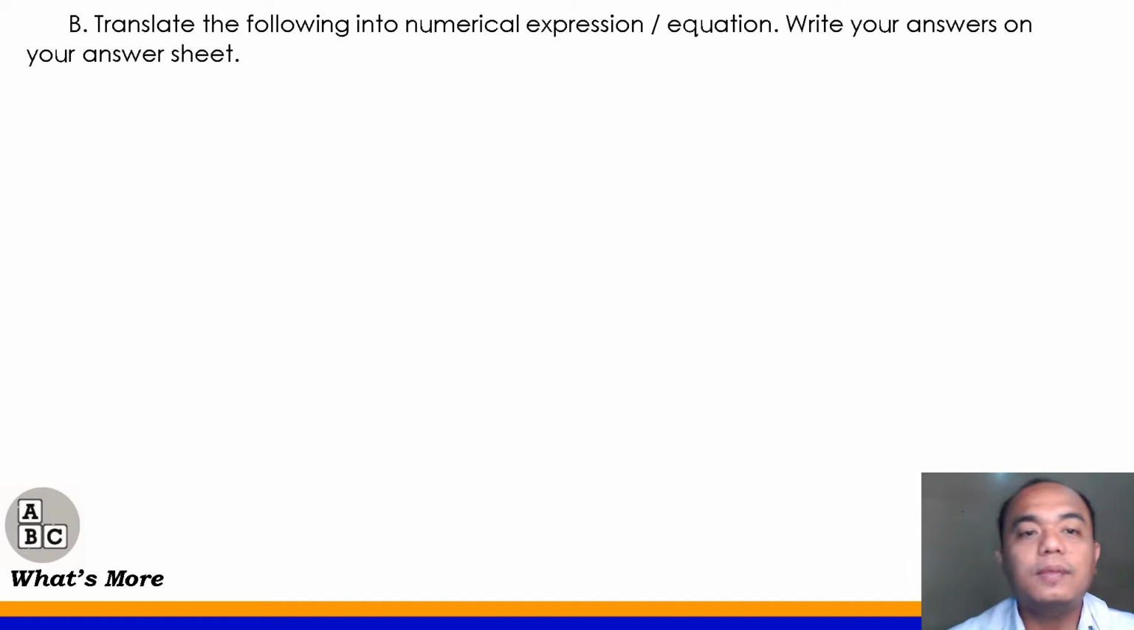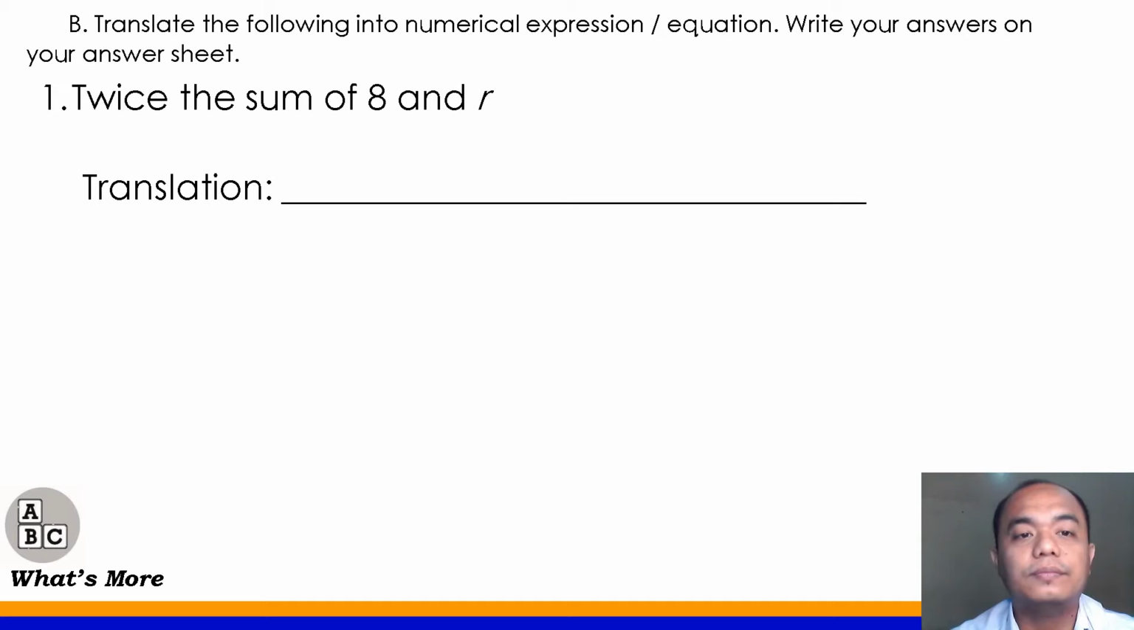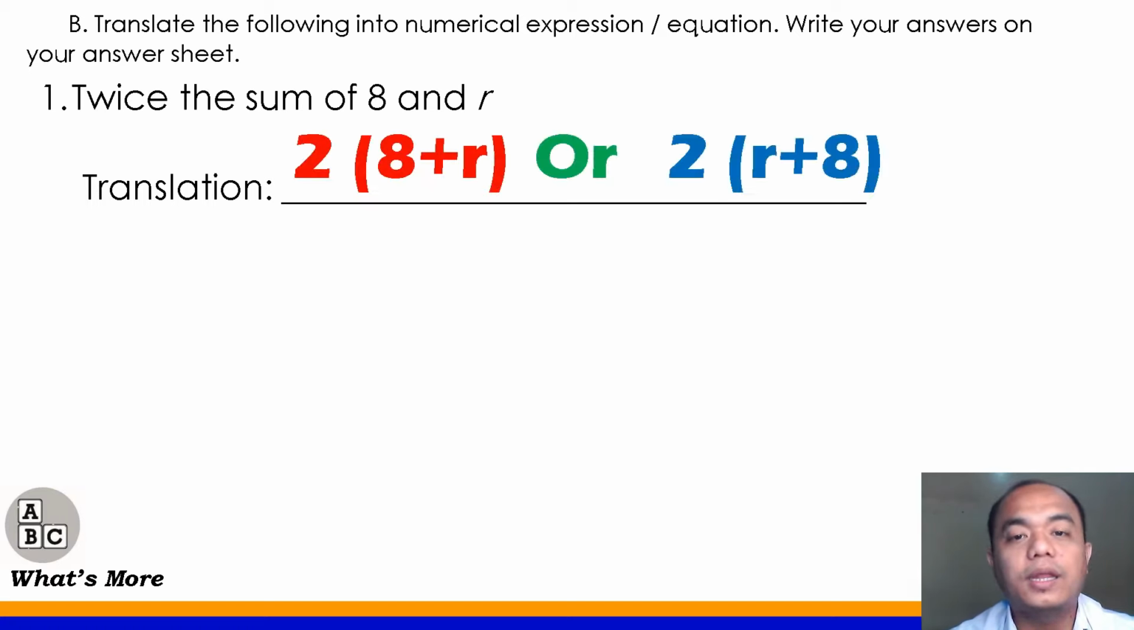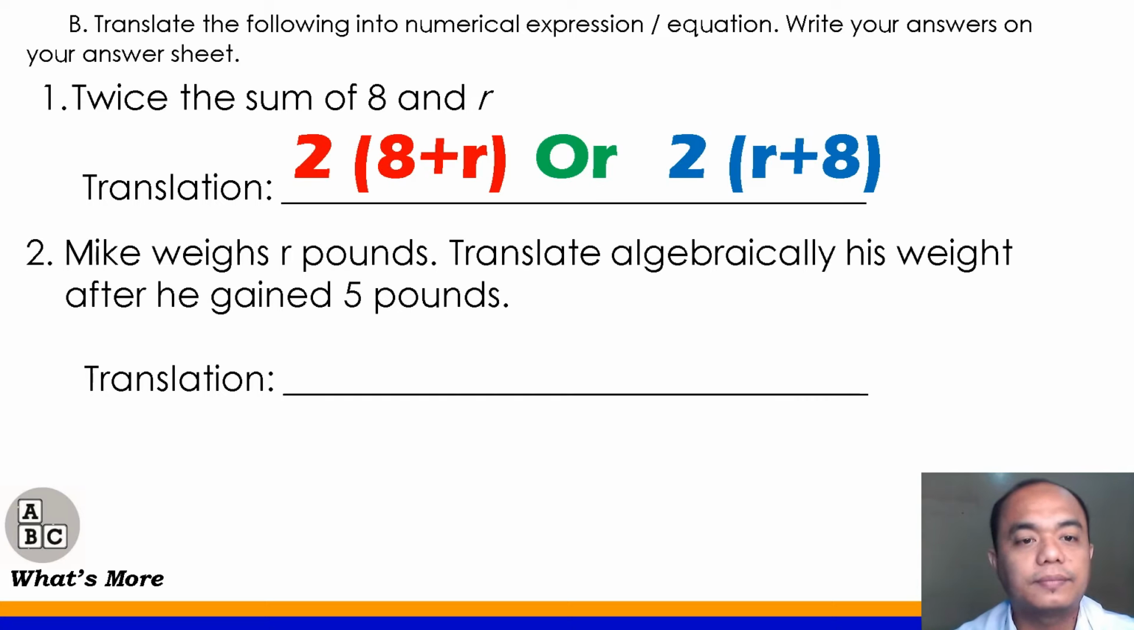For part B, translate the following into numerical expression or equation. Twice the sum of 8 and r. So how do you translate that into symbol? So that's 2 and then 8 plus r. Pwede ring isulat na ganyan. Pwede ring ibaliktad yung r plus 8. Okay, kasi commutative din naman eh.